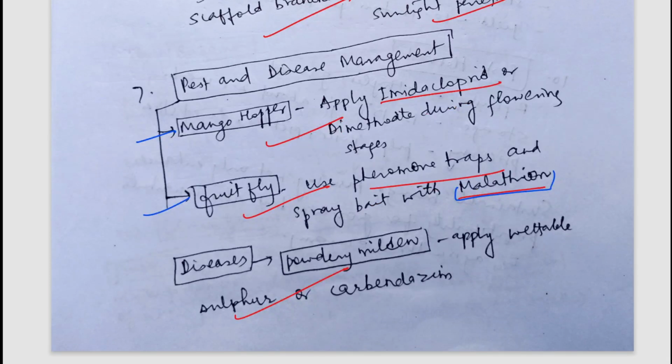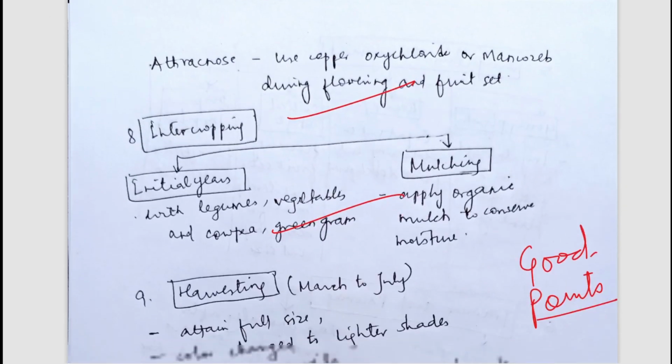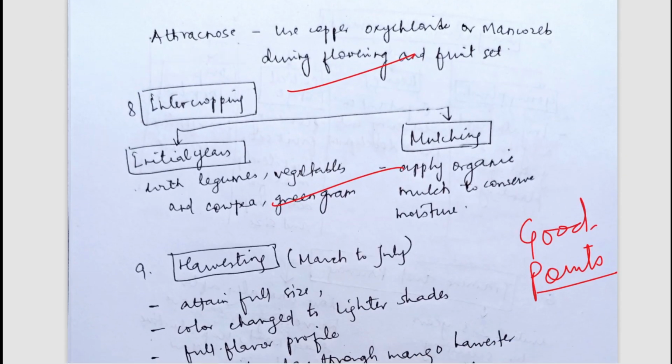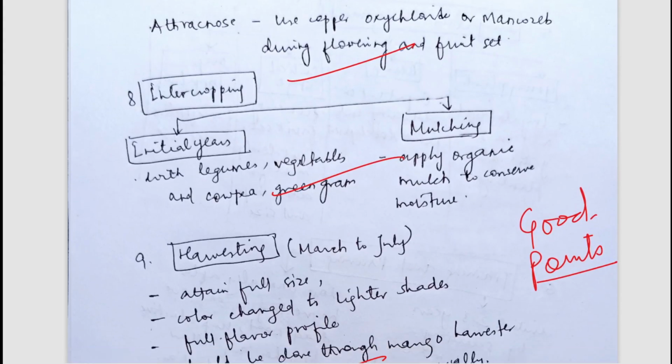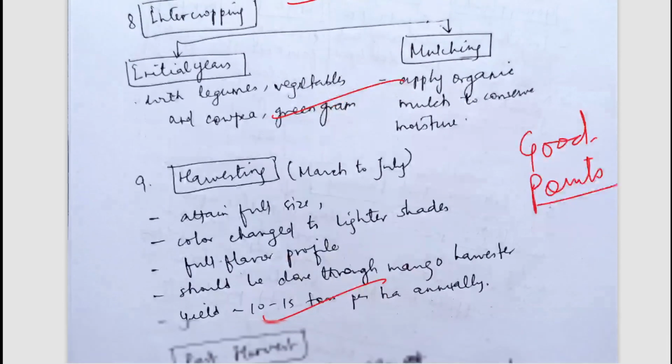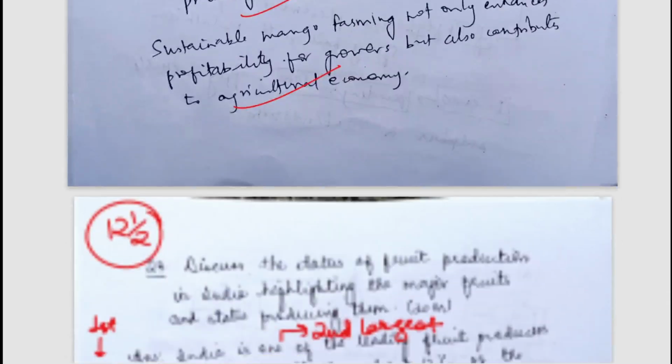Again, diseases have been mentioned. So we can use sulfur or carbendazim for the treatment of powdery mildew. Most of the fungal diseases can be treated by carbendazim. Now intercropping has been mentioned, harvesting has been mentioned. If you want to read the answers in detail, you can pause and read it. Post harvest management has been mentioned and again appropriately concluded.